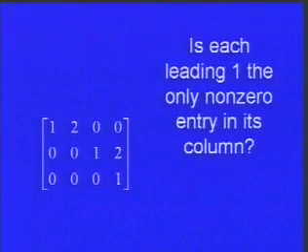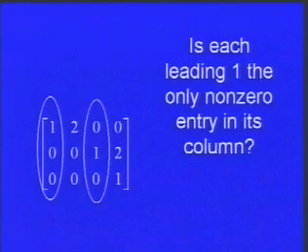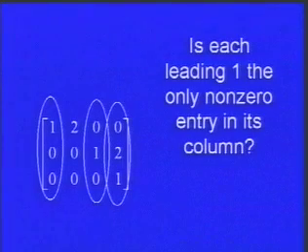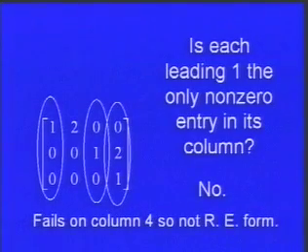Let's see. Is each leading one the only non-zero entry in its column? Well, let's check all the places we have leading ones. We had a leading 1 in the first column, and it was in good shape. The second leading 1, which is in the third column, looked good. What about the third leading 1? It's in the fourth column. Is it the only non-zero in its column? No. So this is not reduced echelon form. I hope this is making sense. If it's not, go through some more examples, check out the book, check out the presentation online.